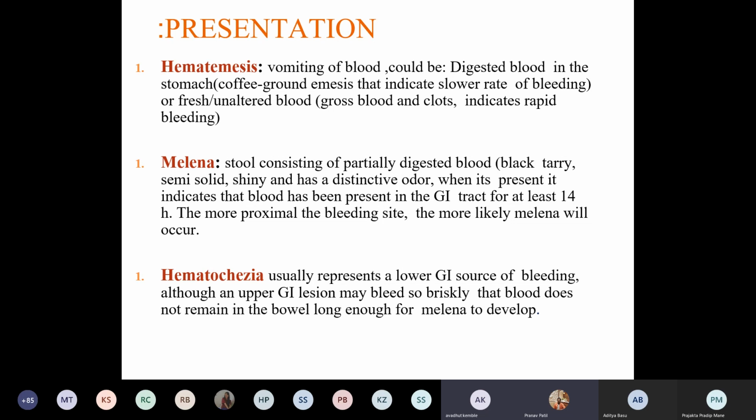Now melena, what is melena? It is stool consisting of partially digested blood. It is black, tarry, semi-solid, shiny, and has a distinctive odor. When it is present, it indicates that blood has been in the GI tract for more than 14 hours. The more proximal the bleeding site, the more likely melena will occur. Now, what is hematochezia? Usually it represents a lower GI source of bleeding. But if the bleeding is from a proximal source, then there will be fresh bleeding present.